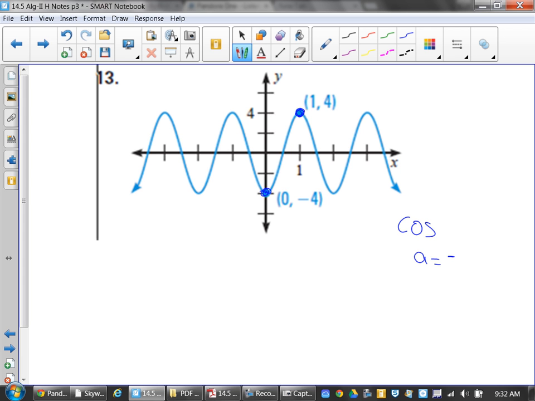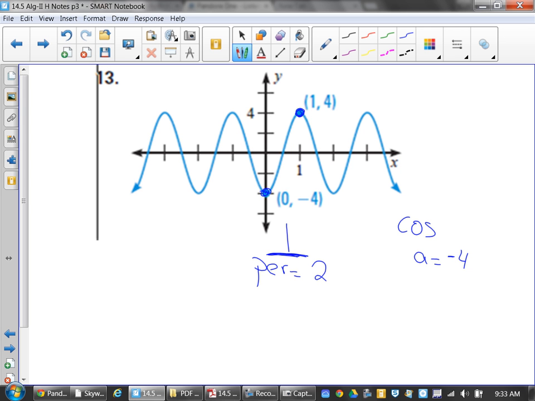Now, what I want you to see is that the maximum and the minimum value are equidistant to the line y equals 0. So is there any vertical shift? No. What's your a value then? Maybe negative 4. Okay. Now I'm looking at the horizontal distance between the maximum and the minimum. That distance is 1. I double that to get the period, so the period here is 2.